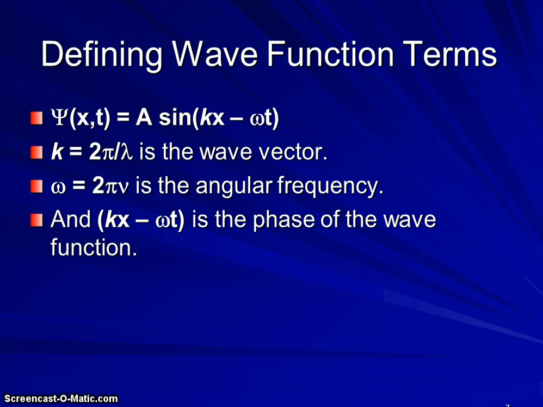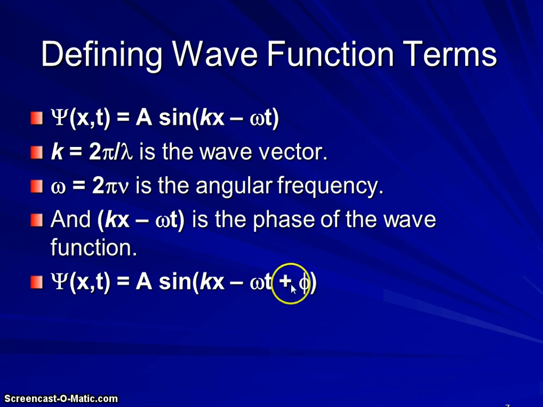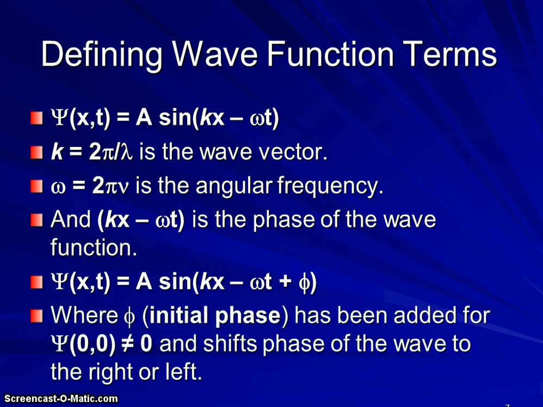This wave function is beginning at a point in the origin, with an equilibrium point at the origin. If we want to shift the wave function to the right or the left and have it begin from a different spot, then we would add an additional term inside of the sine to cause that shift to the right or to the left.